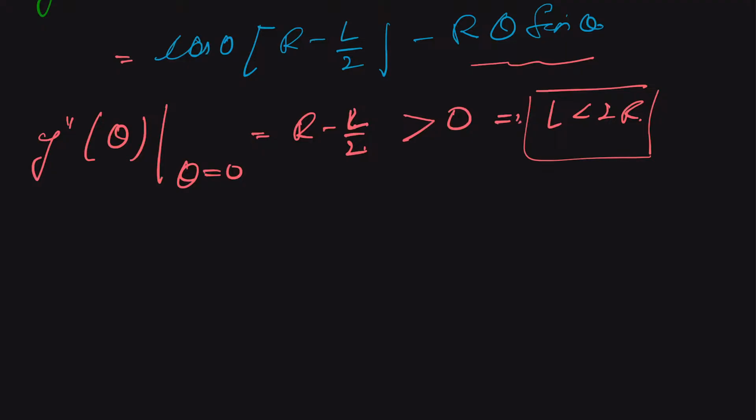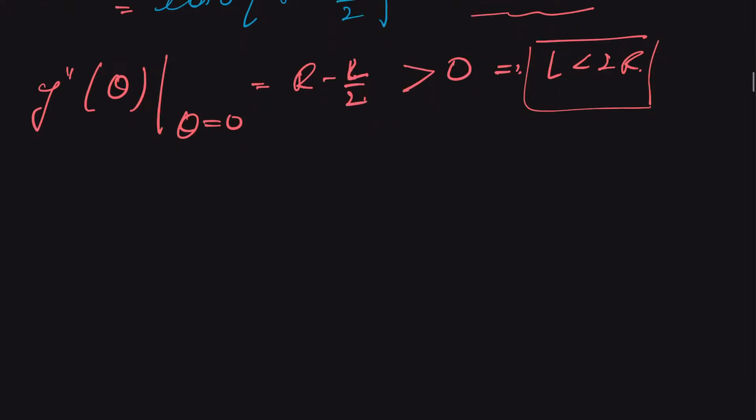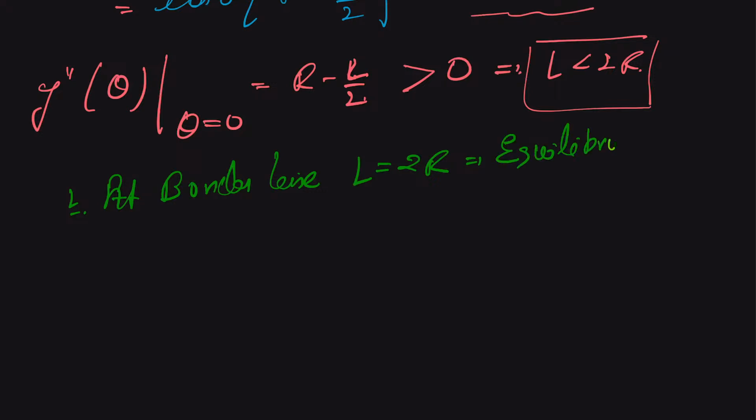And therefore we can draw a conclusion for the condition of equilibrium: at the borderline, which is nothing but L equal to 2R, we are going to have our equilibrium neutral.